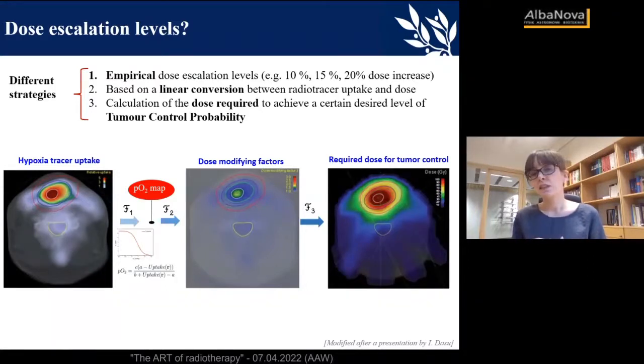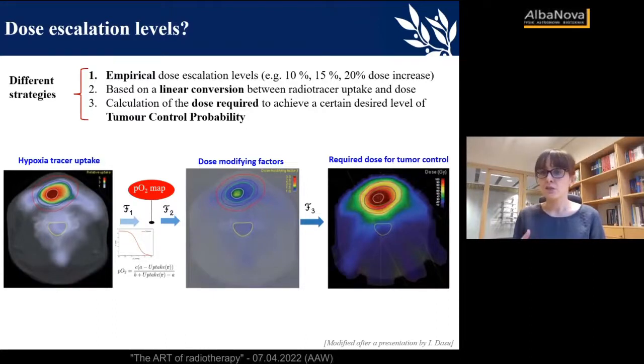Then there is another strategy, a simple strategy that has been proposed in the literature, which is the following. We should take the tracer uptake, the map of tracer in the patient, so the PET image, and then escalate the dose linearly according to the value of the uptake voxel by voxel. So a linear conversion between tracer uptake and dose. And then we have a third method, which is more complex and is based on radiobiological modeling and mathematical modeling. This method consists in calculating the dose that would be required to achieve a certain level of control of the tumor, what we call tumor control probability.